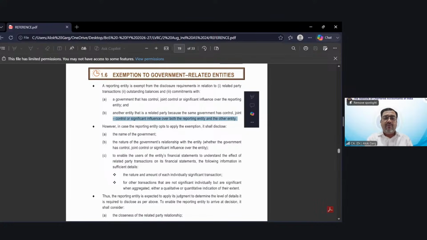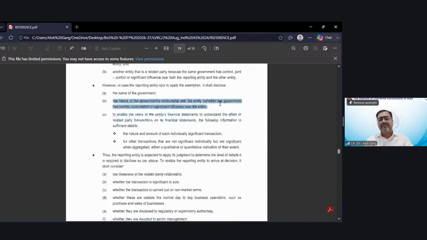However, in case the reporting entity opts to apply the exemption, they have to disclose the name of the government and the nature of the government's relationship with the entity. So they have to disclose the name and the relationship. The only thing is that transactions and outstanding balances are not required to be disclosed.